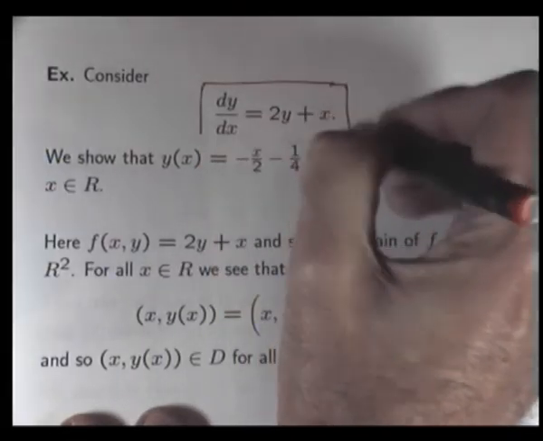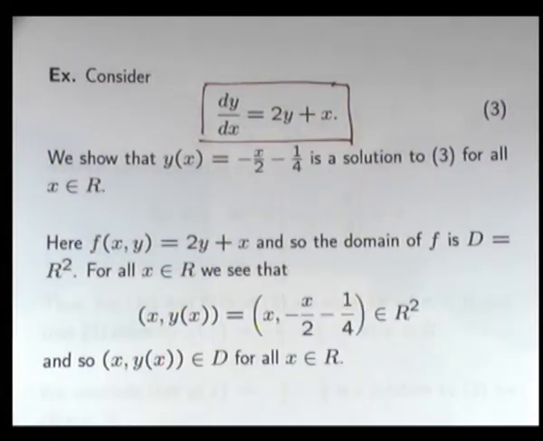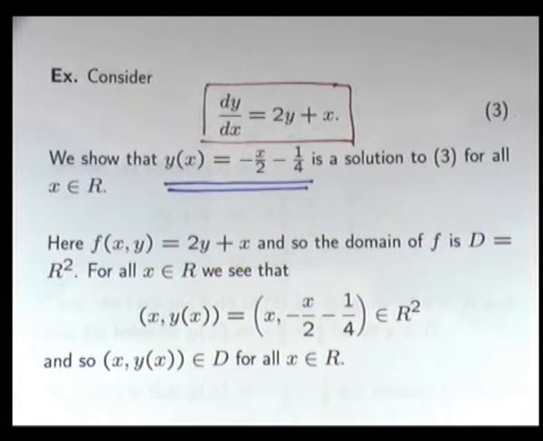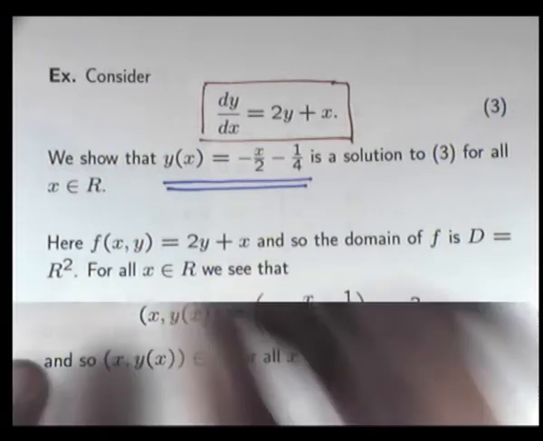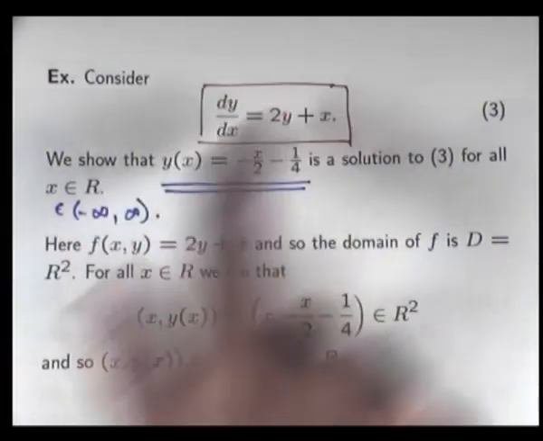So let's look at this a little bit in more detail. Here's an example, one I've prepared earlier. Here's our differential equation, dy/dx equals 2y plus x. And the claim is that this function, y of x equals minus a half x minus a half, is a solution to this problem for all real numbers x. So in other words, the interval would be minus infinity to infinity. Here we have an infinite interval. This may not always be the interval, though, that we're interested in. Let's go through and verify that this function really is a solution to this problem on this interval.